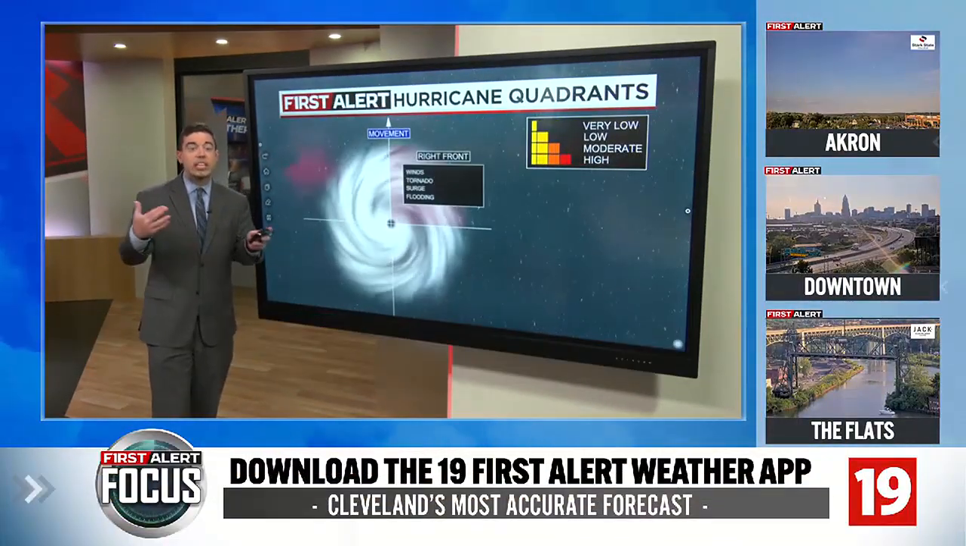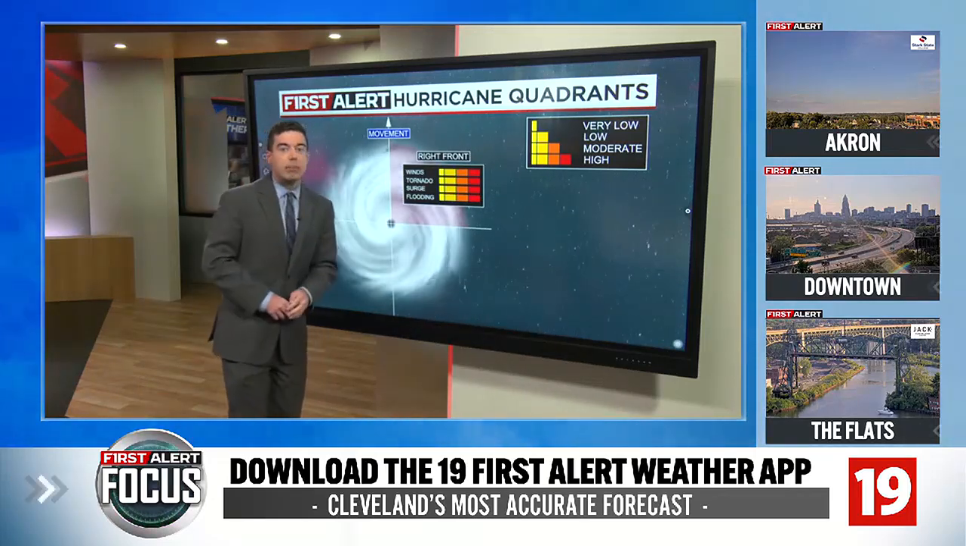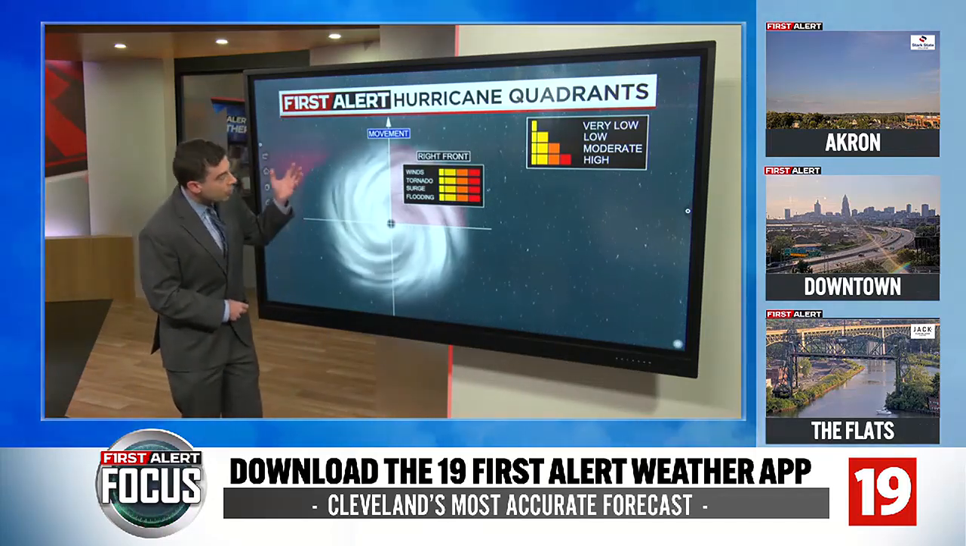I'm meteorologist Andy Chilian here to talk about the quadrants of a hurricane. And so quadrant, obviously there's going to be 4 of them, but let's talk about which ones are the most significant when we're talking about impacts. And the most significant here is going to be the right front quadrant. That is the worst part of the storm.